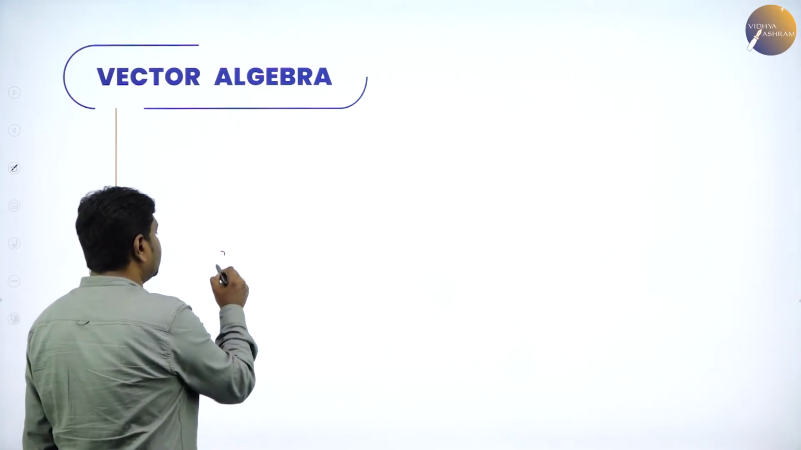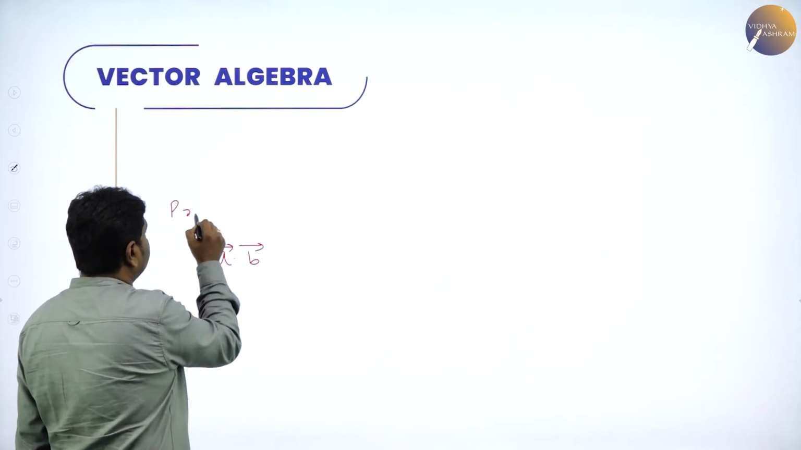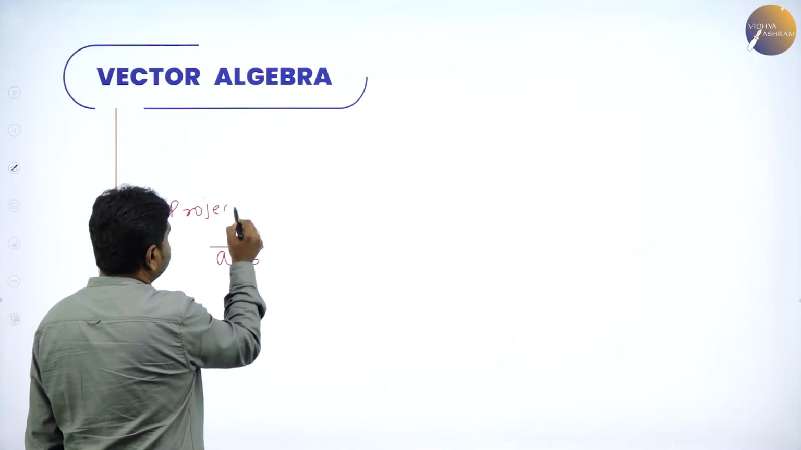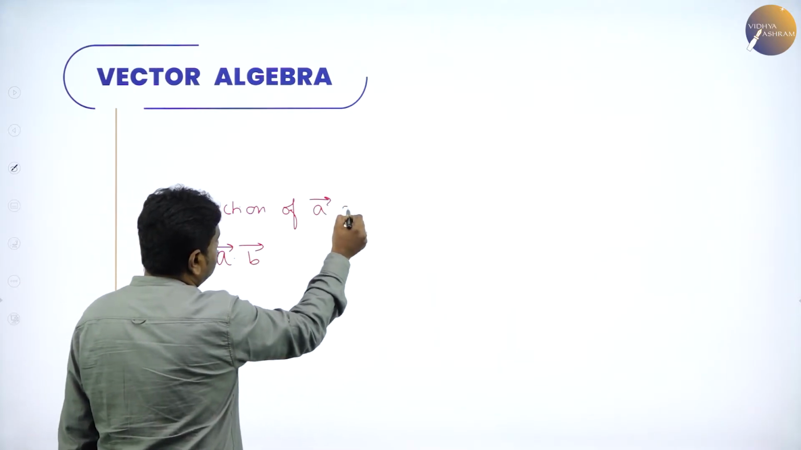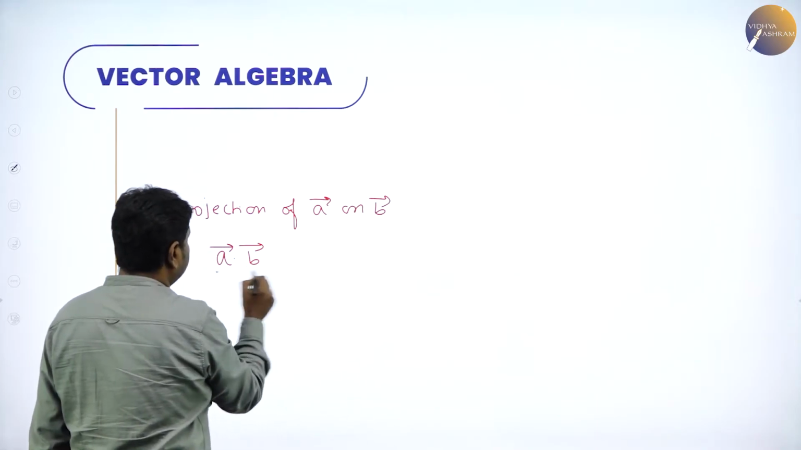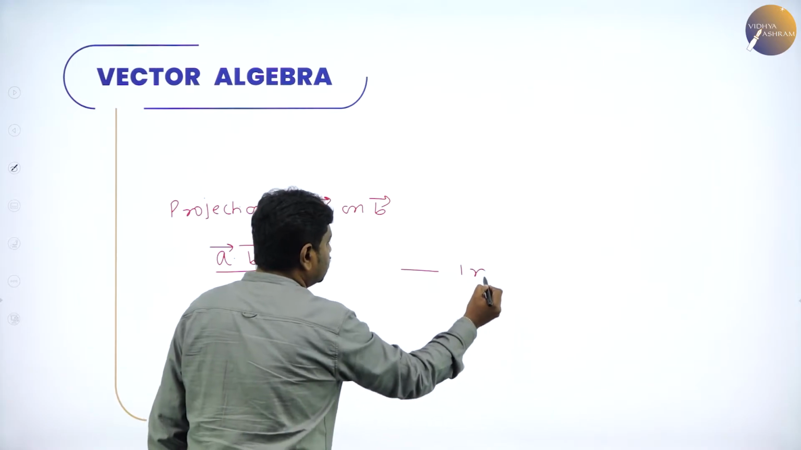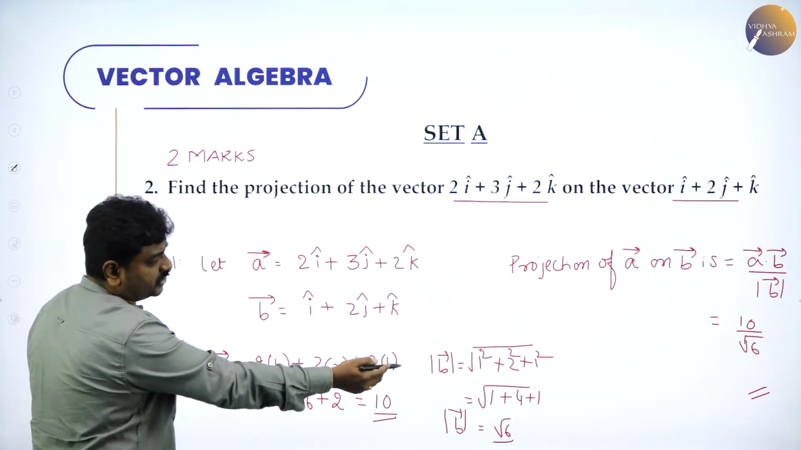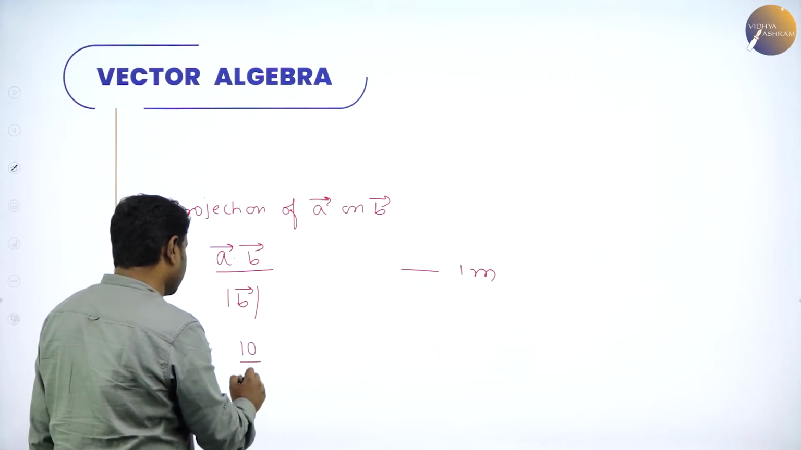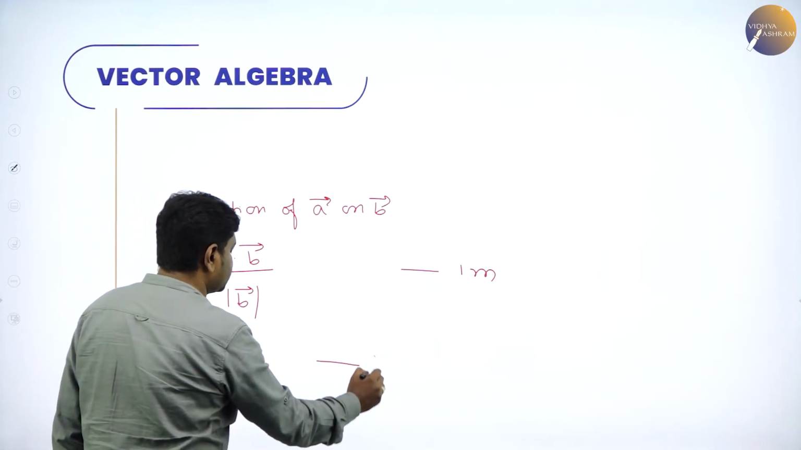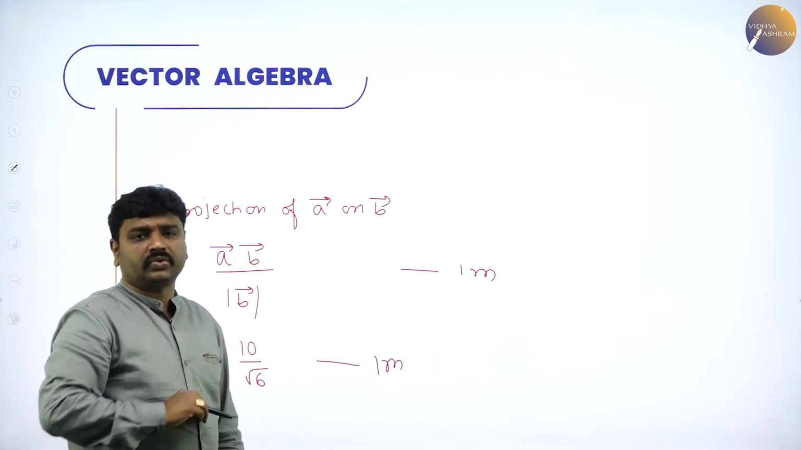Further, so projection, they'll ask. Here, writing the formula, projection of A on B is A dot B by magnitude B. Writing this formula, you'll get 1 mark. And finding the projection, what is the projection you got? 10 by root 6. So getting the answer 10 by root 6, another 1 mark. If you want, you can write it in standard form, rationalizing, or leave it, no problem. So these are the standard 2 mark questions.